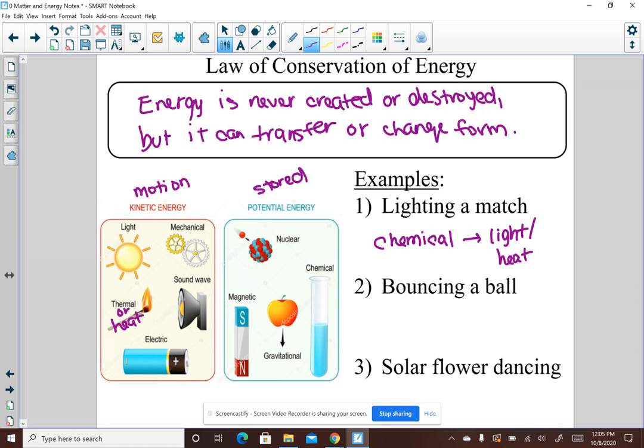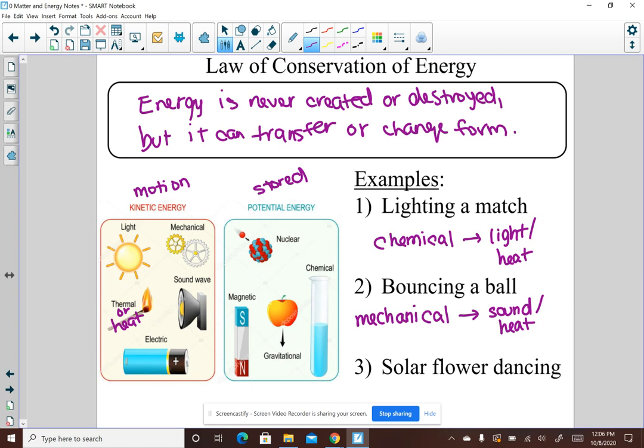Okay, what about bouncing a ball? Okay, so as my ball is falling to the ground, it's moving, right? So that means the ball has mechanical energy to start with. My ball is falling to the ground. It's got mechanical energy. Once it hits the ground, we hear sound. Anytime there's friction, there's thermal energy involved, right? So we're changing the type of energy that the ball has.